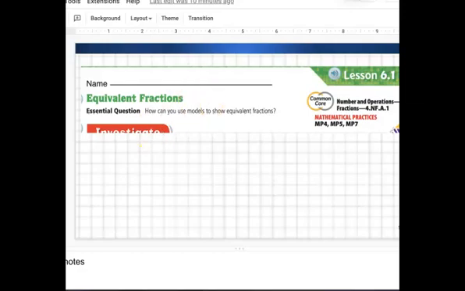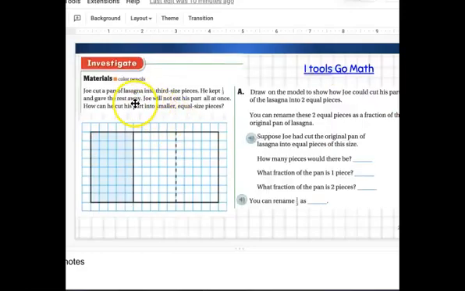So today we're going to look at how we can use models to show equivalent fractions. Equivalent has equa in it, which means equal fractions. All right, so let's take a look. Joe cut a pan of lasagna into 3rd pieces. He kept 1/3, so he kept the shaded part, and gave the rest away. And he will not eat all his parts all at once. How can he cut his part into smaller, equal-sized pieces?